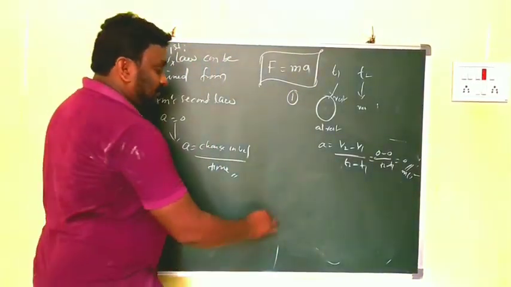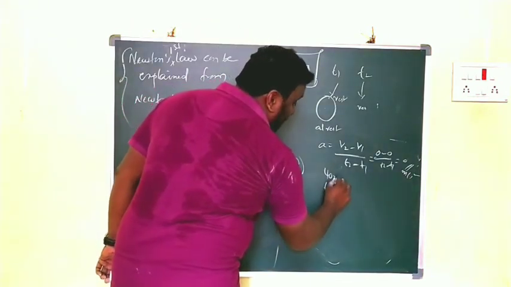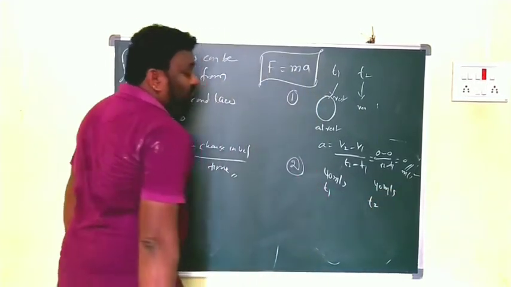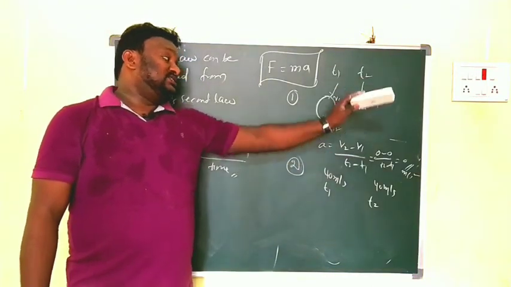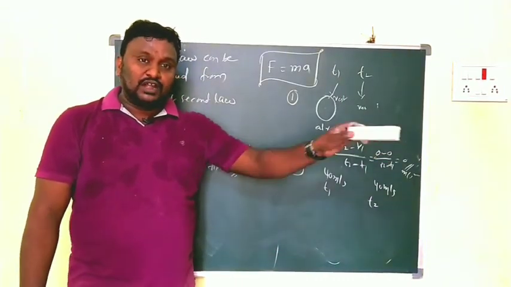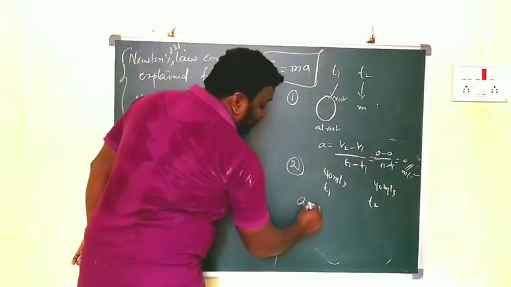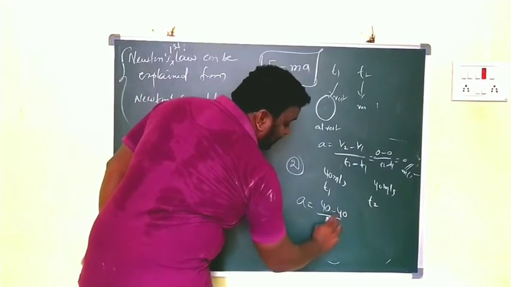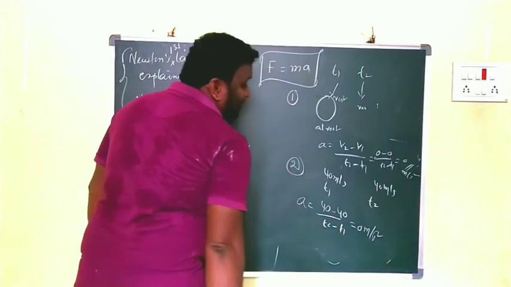Clear? Second condition. The body, at time t1, has a velocity of 40 meter per second, and at t2 also it is 40 meter per second. Clear? When at rest we get acceleration 0. Now the body is moving at the same speed, 40 meter per second. When the body is moving at the same speed, again a is equal to, here this is v1 and this is v2, 40 minus 40 by t2 minus t1. That is 0 meter per second square.